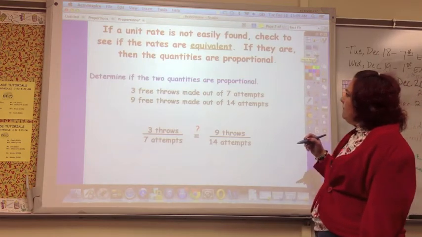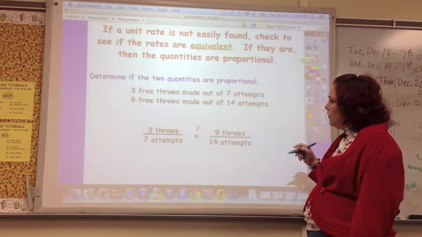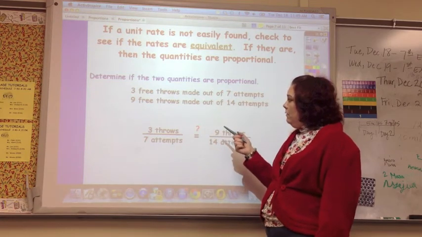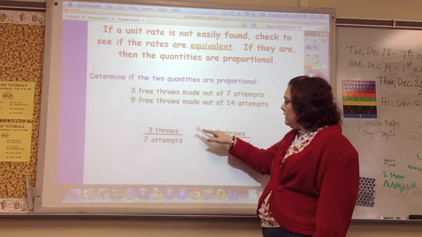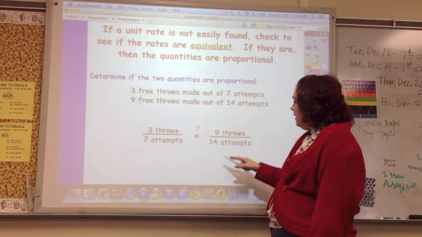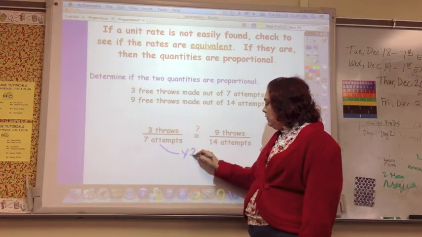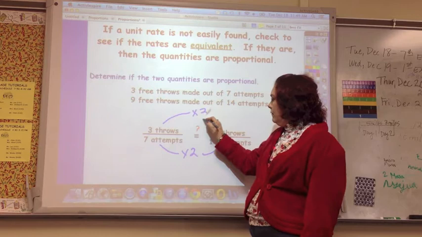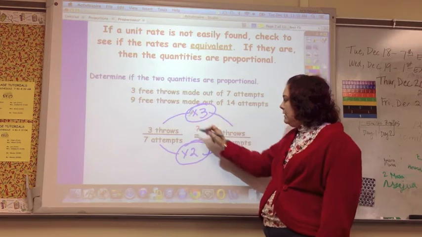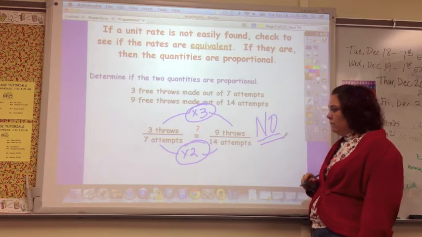If a unit rate is not easily found, check to see if the rates are equivalent. If they are, then the quantities are proportional. So we did some of this whenever we were finding unit rates. We're comparing free throws to attempts. So 3 free throws to 7 attempts, and 9 throws to 14 attempts. Well, this is times 3, and this is times 2. Since the scale factor is not the same, then no, this is not equivalent. This is not proportional.